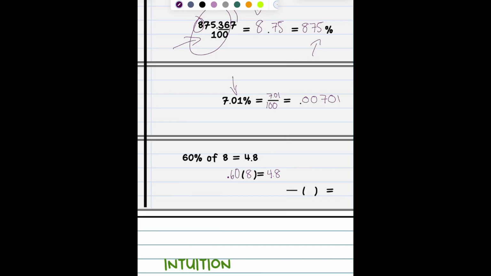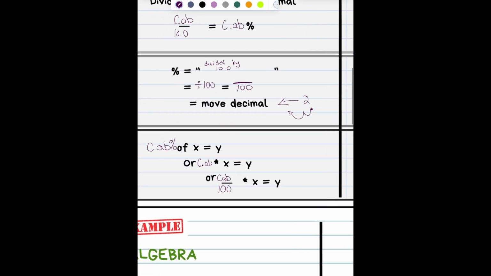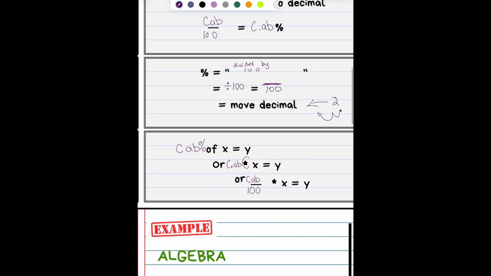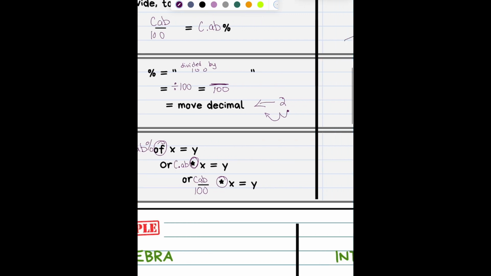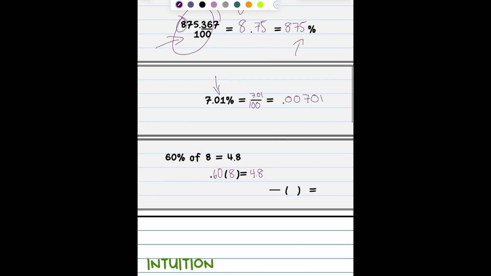Of means multiply. Okay? So I didn't specify that down here. The word of, when you see of in a word problem, that is telling you to multiply. So of means multiply, so I just changed it to a multiply. Or 60% of, let's multiply, 8 is 4.8. Okay? So of means multiply, that's a code. Equals is per 100, divide by 100.